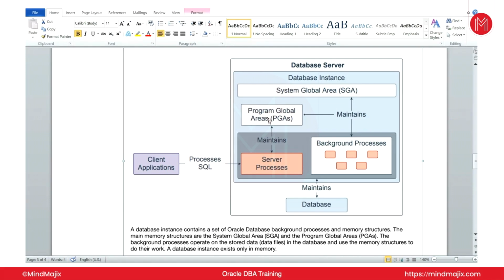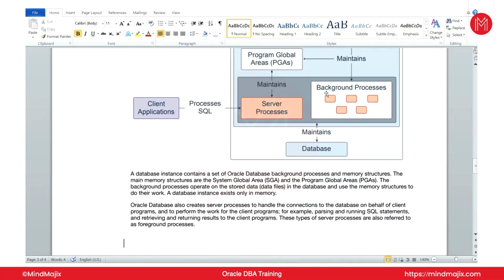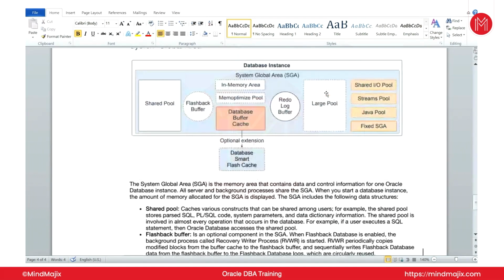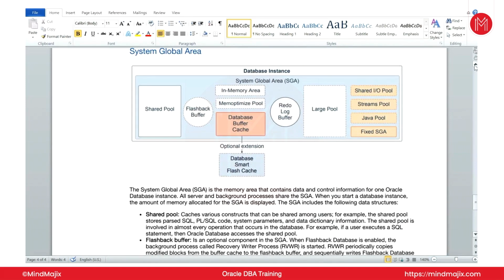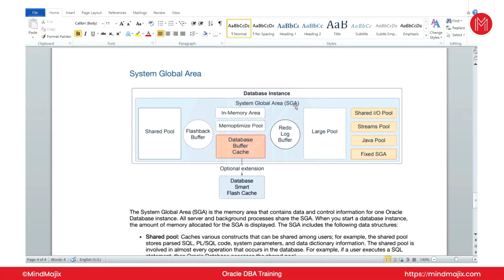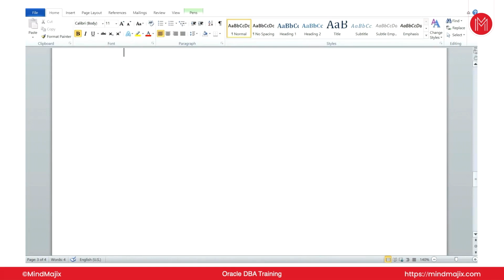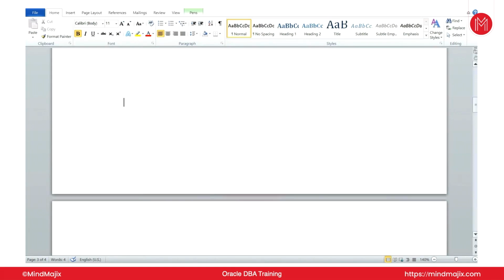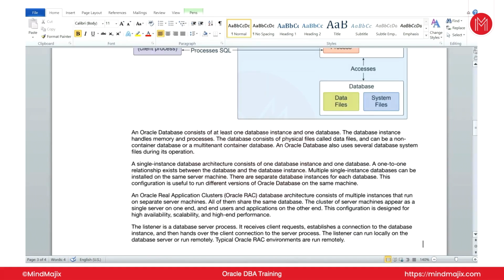Fine. So now we have to talk about these components in detail. But let me just introduce you to the SGA, and then tomorrow we'll cover the SGA part, because this architecture is very important. We will be referring to the architecture very often, so it is very important for you to understand it.